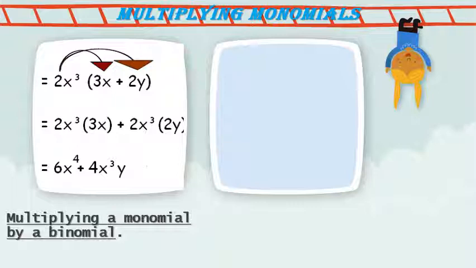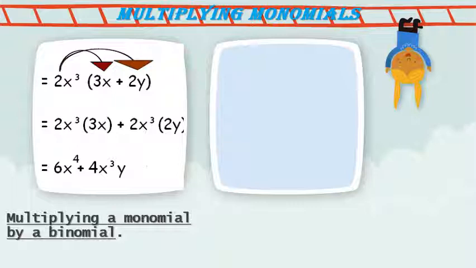Then 2x cubed into 2y. Here the product of the number part, that is 2 into 2 gives us 4, and x cube alone is there, y alone is there. So that is 4x cube y. Here the final answer is written as 6x raised to 4 plus 4x cube y.